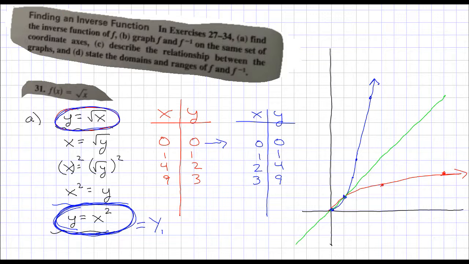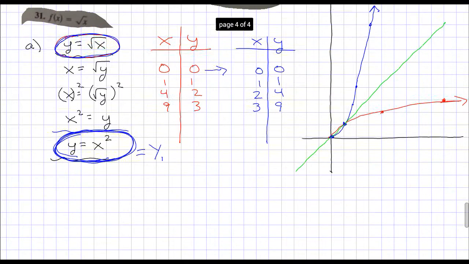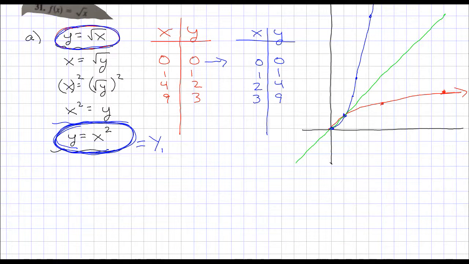Okay, D, state the domains and ranges of f and f inverse. Well, the domain, let me do the red one first because that was the first one. So y equals x squared. The domain is x greater than or equal to 0, and the range happens to be the same.